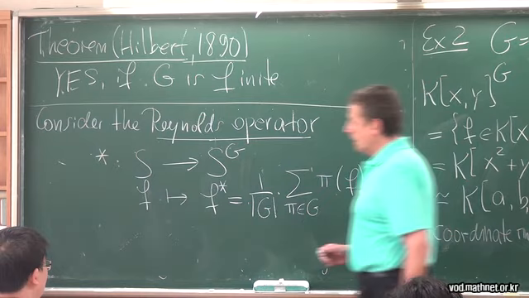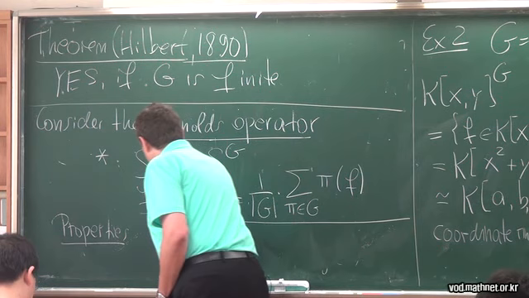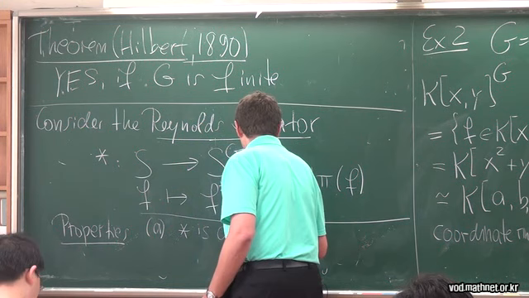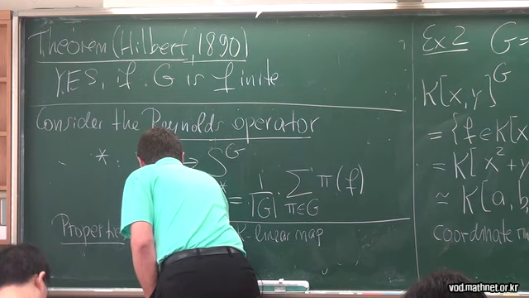Now, this Reynolds operator has the following three properties. These are essential properties of the Reynolds operator. Well, property A, star is a K-linear map. That's pretty easy to see, right? I mean, if you average the sum, it's the same as summing the average. It's certainly K-linear.